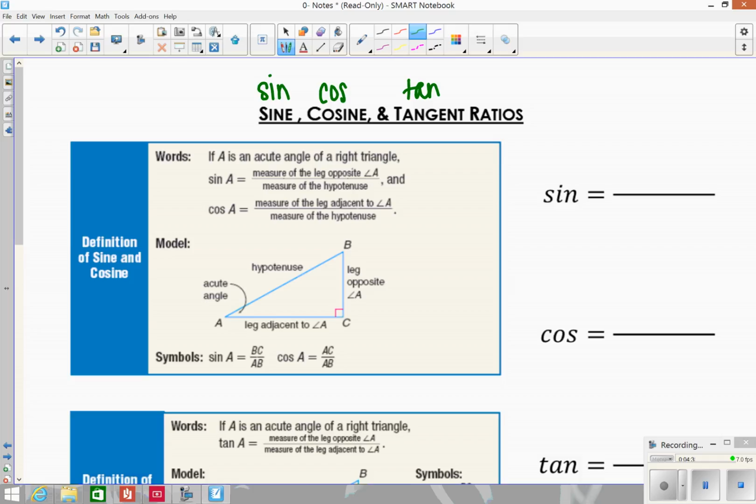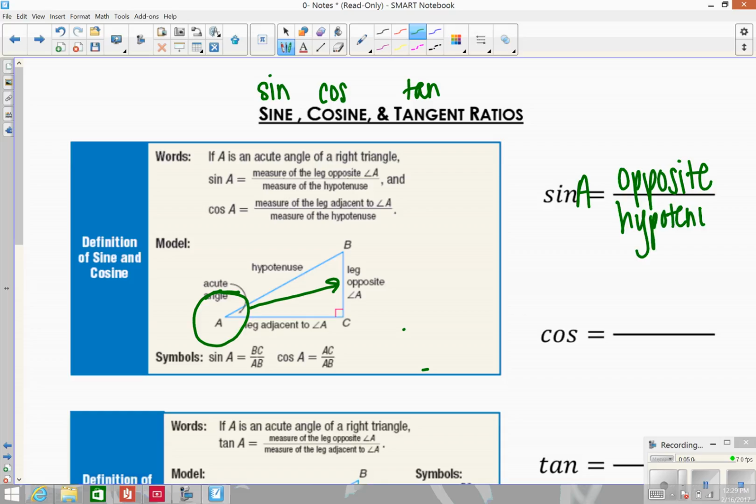So the first one here is going to be what sine stands for. Sine is always going to be sine of some angle. Let's say that let's make this A. So sine of A, if I'm talking about angle A, sine is going to be the opposite side. It's the ratio of the opposite to the hypotenuse. So it's going to be the opposite to the hypotenuse.